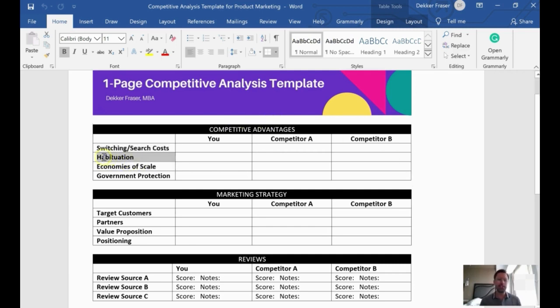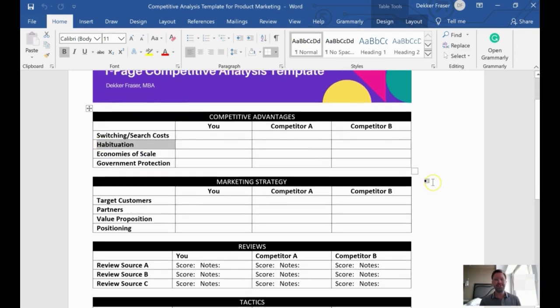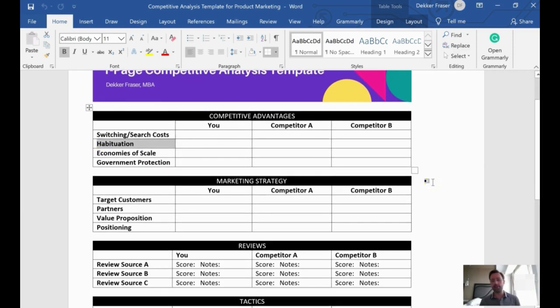Next is habituation. So, for example, with Adobe Creative Suite, a lot of graphic designers are in the habit of using certain keyboard shortcuts. So their muscle memory keeps them stuck to that software because if they do switch to different software, they have to relearn all these habits. Other examples would be products that are somewhat addictive. So things like Coca-Cola would be an example.